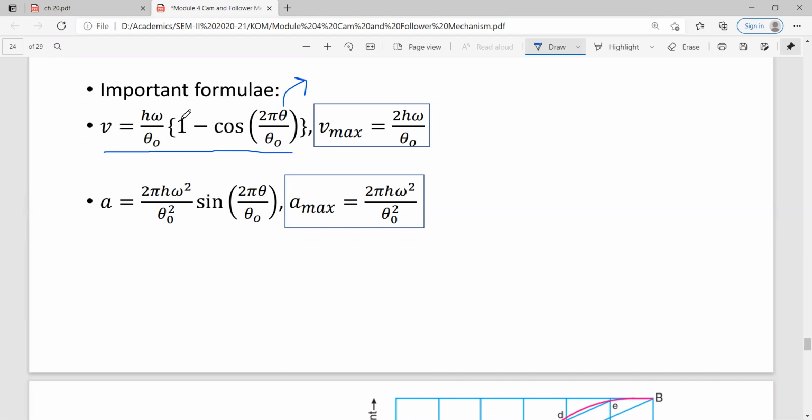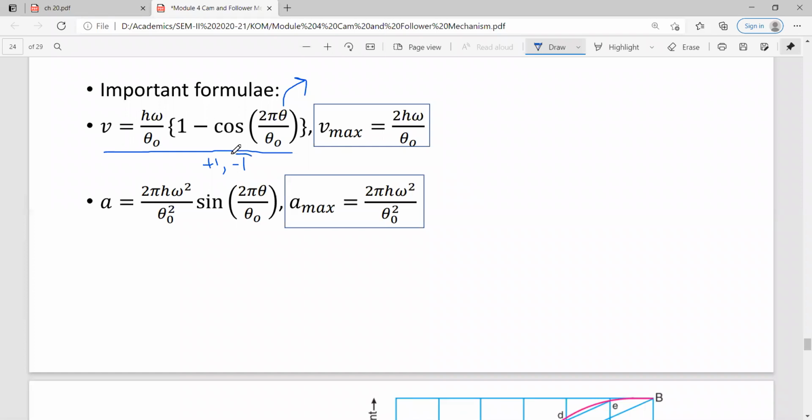So what could be the maximum value of this bracket? It is 1 minus this cos factor. So what is the maximum value of cos? The maximum value of cos is +1, and the other is -1. If we put +1 here, then 1 minus 1 means 0, the velocity will be 0. But if we put the value -1, then 1 minus -1 will become 2. So it will be 2h omega theta 0.